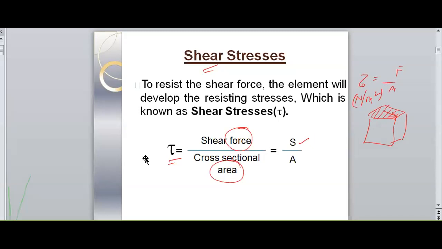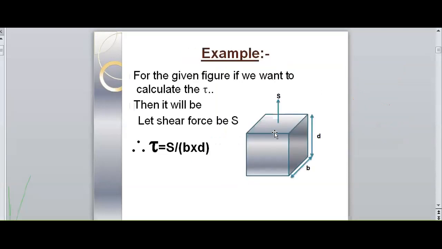Here an example is shown. A body is considered and force is applied tangentially to the body. This is the force; shear force is applied tangential to the body. Therefore, at this cross section, we will get a shear stress. Here the area will be B into D, and the force is the shear force.